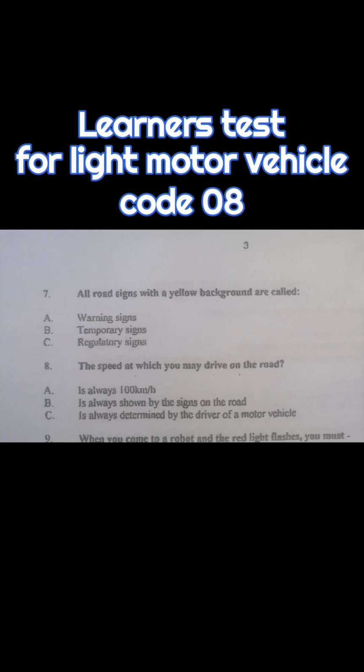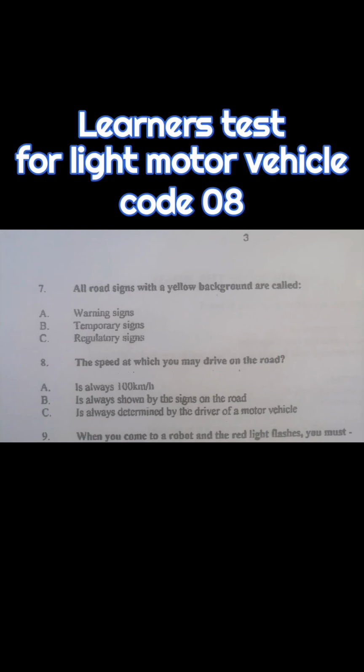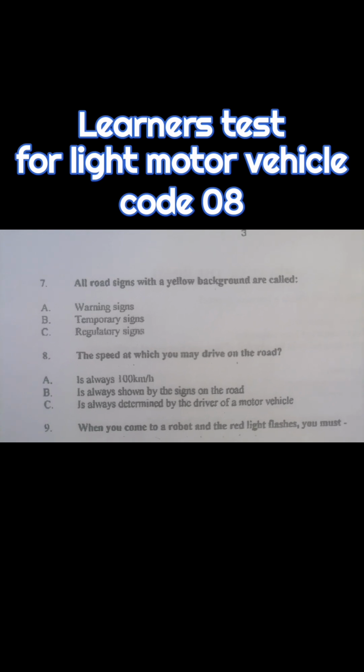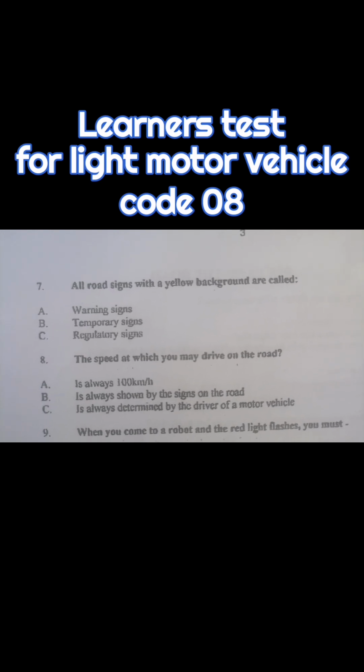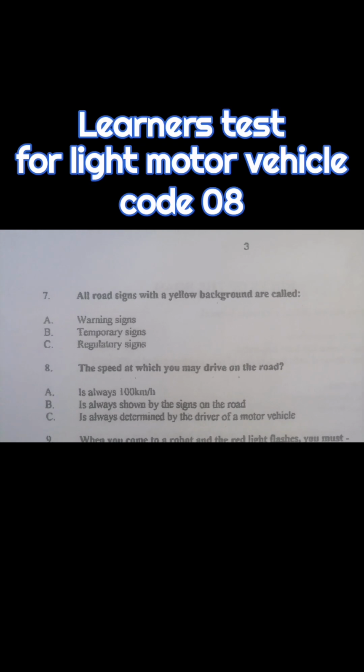And just for interest's sake, a warning sign is always a triangular sign. It's the shape of a triangle, and that's how you know it's a warning sign. Regulatory signs are always round or circular, and that's how you know it's a regulatory sign. But all road signs with a yellow background are called temporary signs.